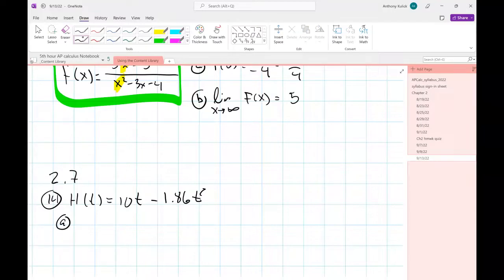So what's the relationship between a position function and a velocity function? It's not the same equation. The velocity function is the first derivative of the position function. So our answer here is just going to be the limit as h approaches 0 of h of 1 plus h minus h of 1 over h.